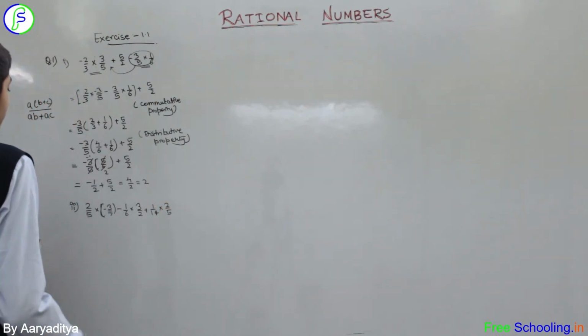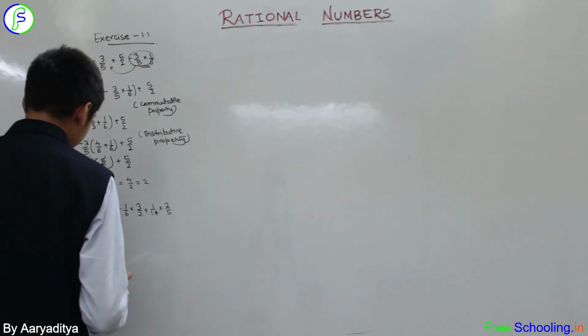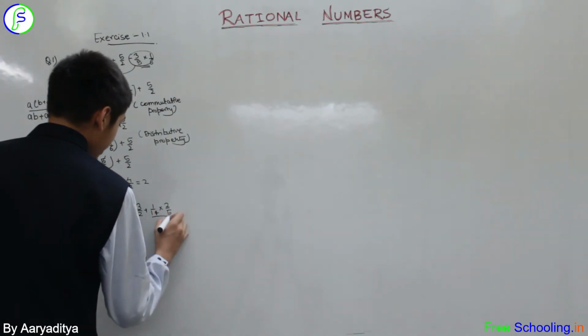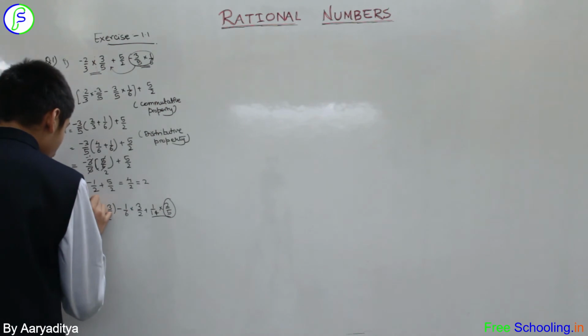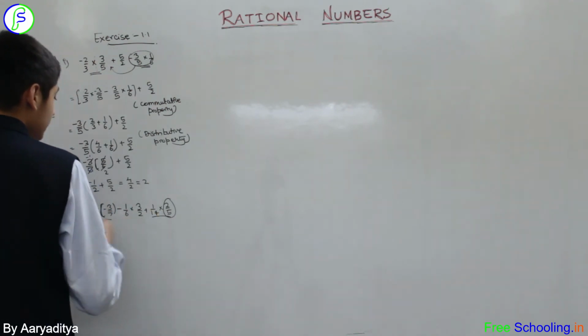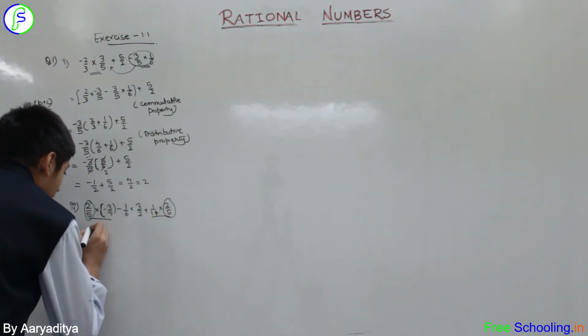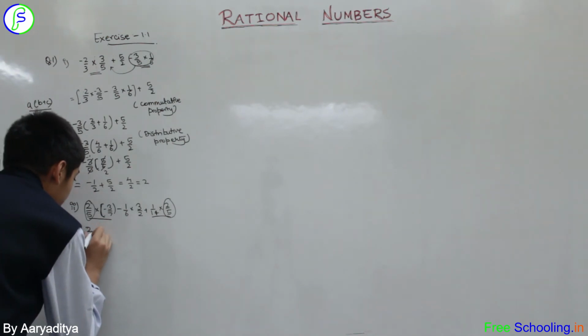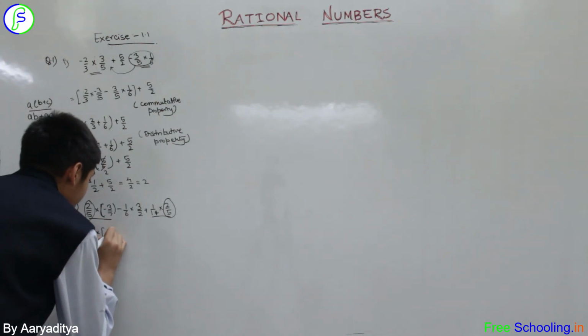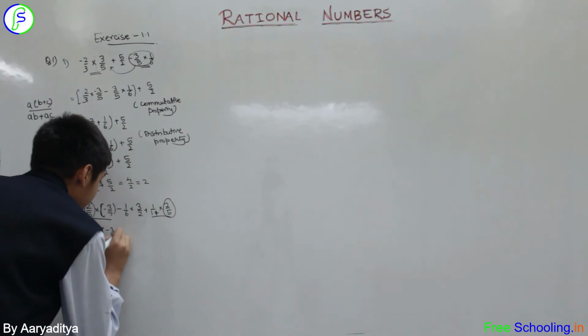So we need to find the similars amongst the multiplications. As you can see in these both multiplications, we find out that 2 by 5 is common. So first again we will be rearranging this. That would give us 2 by 5 into minus 3 by 7.